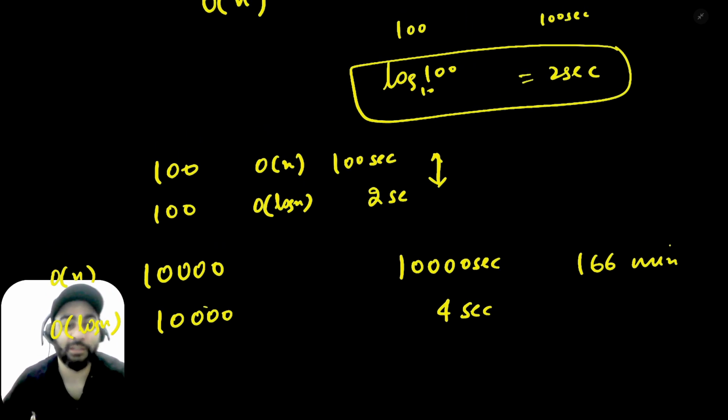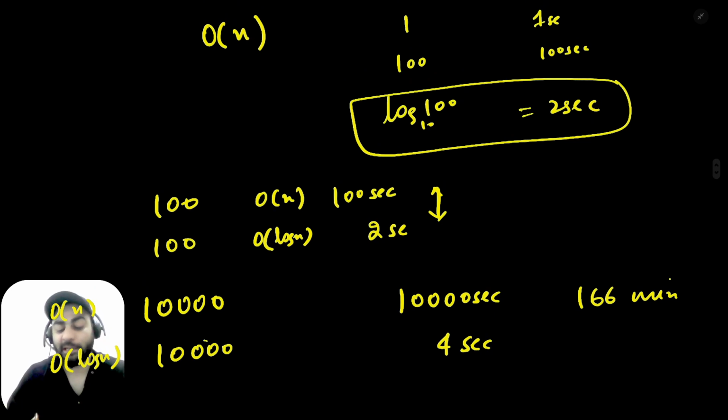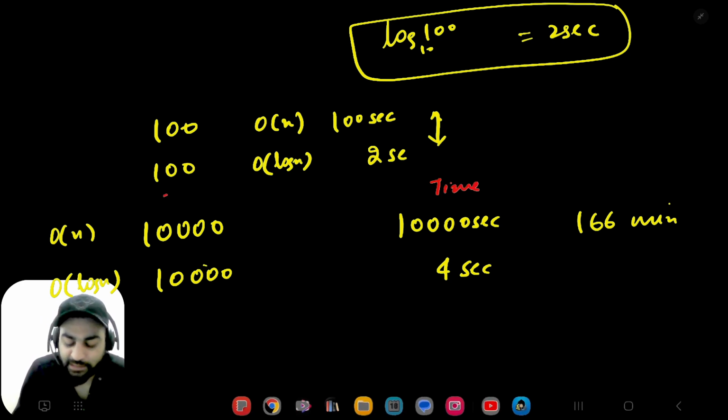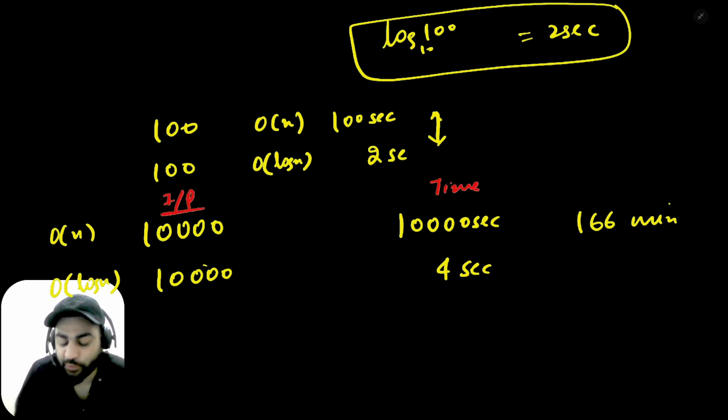So have you seen the difference? Do you feel the difference now? How important it is to save even a second of time? Initially, for less input, linear and log will feel pretty similar. Once you grow the input, the time also grows linearly. So this is time, this is our input, and this is just a rough estimate. I just want you to feel these things, and this is our complexity.